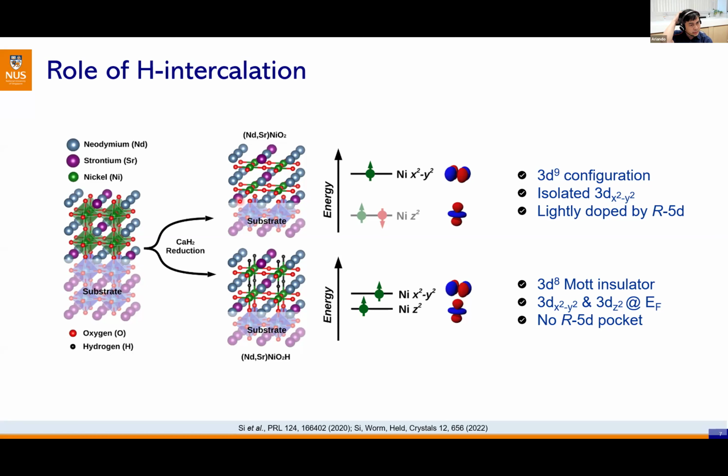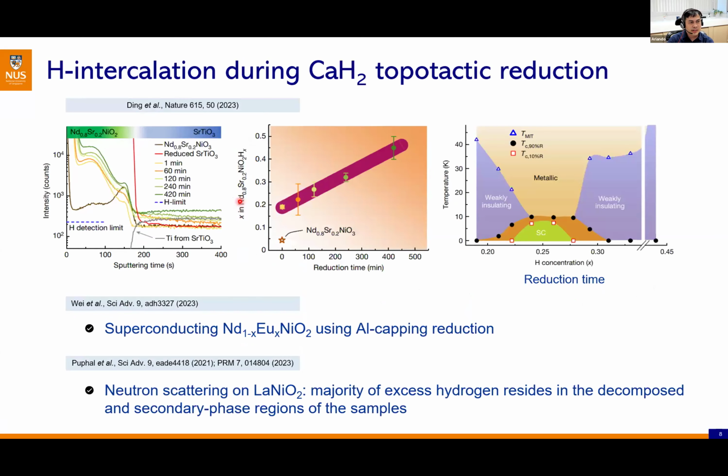And there is no 5d pocket. All right, so let's move on. So that's from the theoretical point of view, and we have seen a report by time-of-flight secondary ion mass spectroscopy detecting that there is a relatively higher intensity of hydrogen compared to the base case.